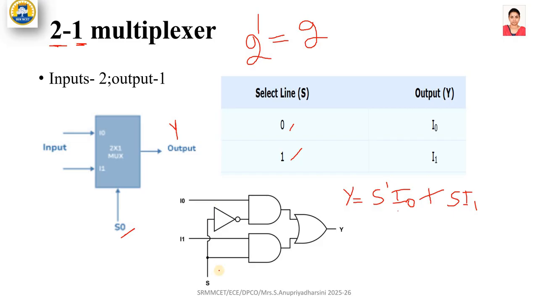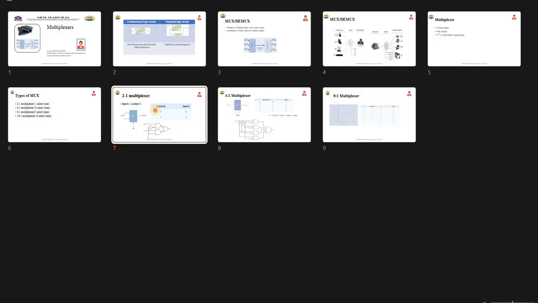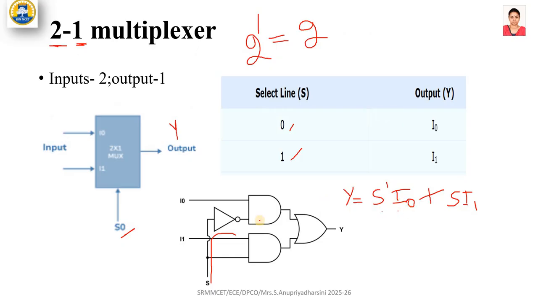We can draw the corresponding diagram using logic gates. You can see here I0 with S bar, so this is the first AND gate. For S into I1, another AND gate. After that, both things are added here, so an OR gate. So this is the 2 to 1 multiplexer. A 2 to 1 multiplexer has two inputs, one output and one select line. The expression you write as sum of products, with the corresponding diagram here.